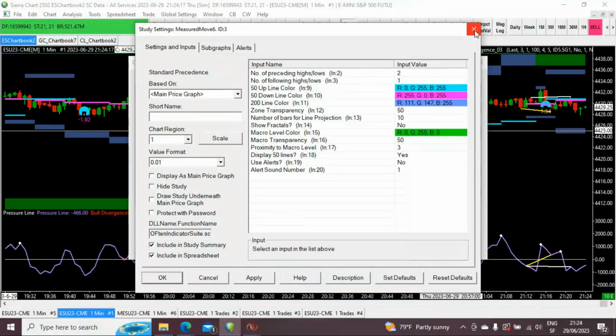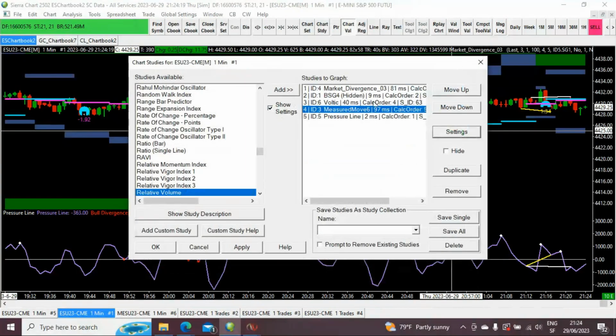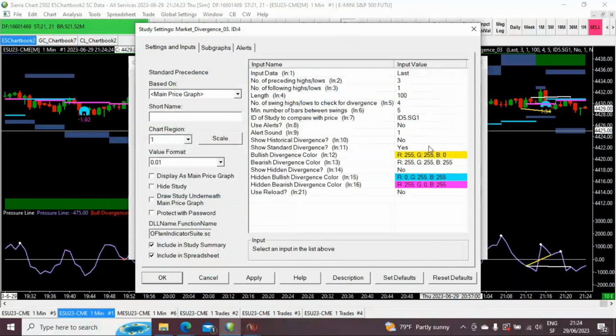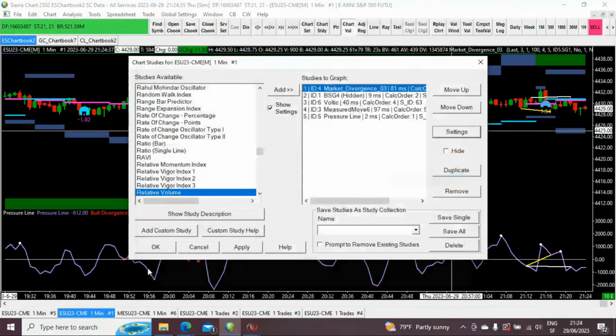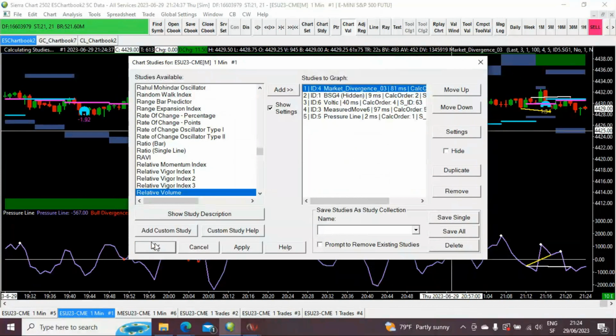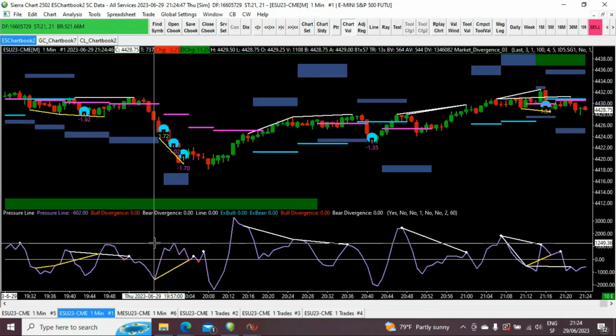It's measured move, not the one I want. So we're going to switch on, no, not that, this one. I'm going to switch on the historical divergence. So we can see where we had divergences between price and the pressure line throughout the day today. All of these charts are from today, I don't cherry pick anything.